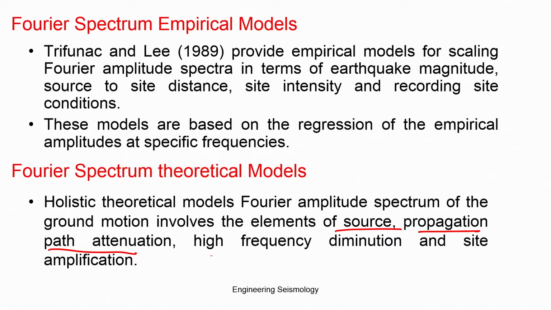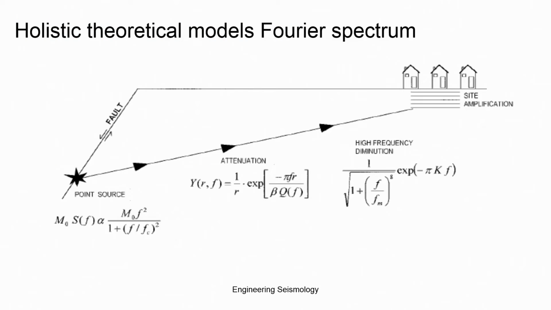Okay. So, another well known model that they use is the Fourier spectrum theoretical model. Holistically, a theoretical model of the Fourier amplitude spectrum of the ground motion involves the elements of the source, propagation path, attenuation and high frequency domination, and the site amplification. So, these are all the factors which a theoretical model controls. The theoretical model of the Fourier amplitude spectrum combines the source, path, attenuation characteristics and amplification.